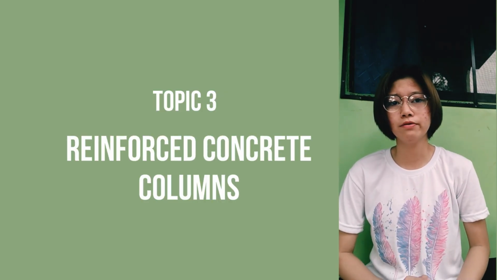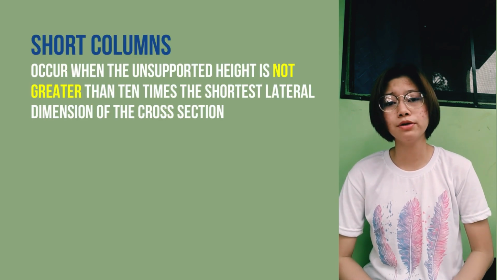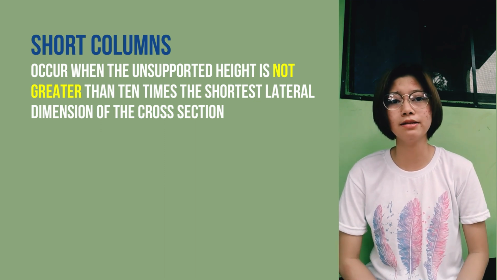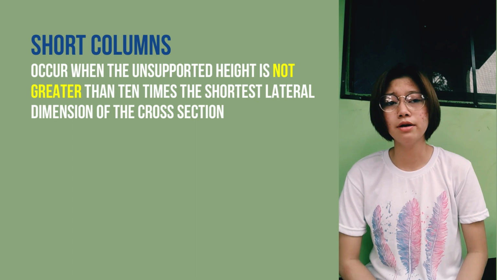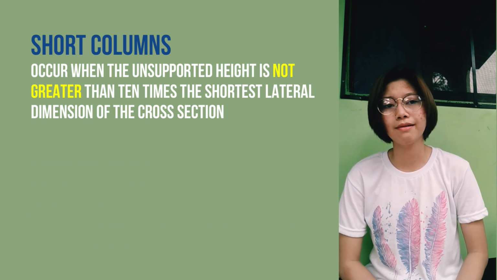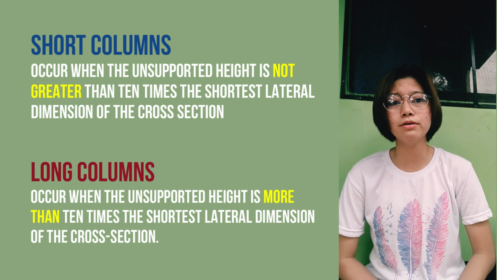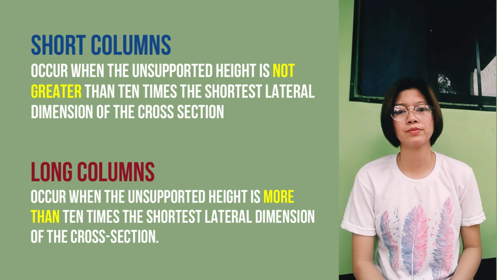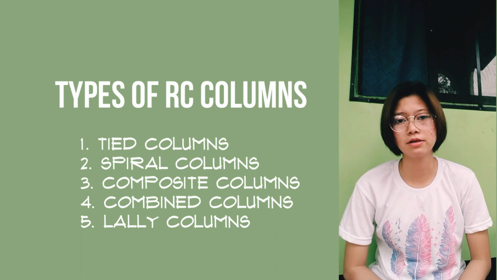Next, reinforced concrete column. There may be short columns or long columns. Short columns occur when the unsupported height is not greater than 10 times the shortest lateral dimension of the cross section, and the long columns occur when the unsupported height is more than 10 times the shortest lateral dimension of the cross section. So, there are some types of RC columns.